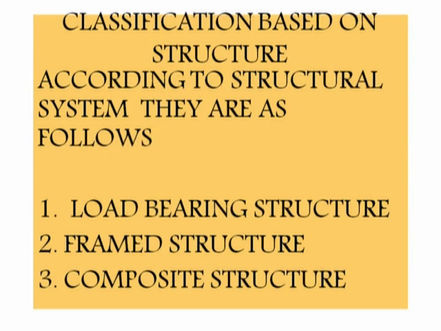The second way of classifying buildings on the basis of the type of structure is a framed structure. And the third way of classifying on the basis of the type of structure is the composite structure. In short, load-bearing structure, framed structure, and composite structure, these are the three types of structures on the basis of which the buildings are classified.